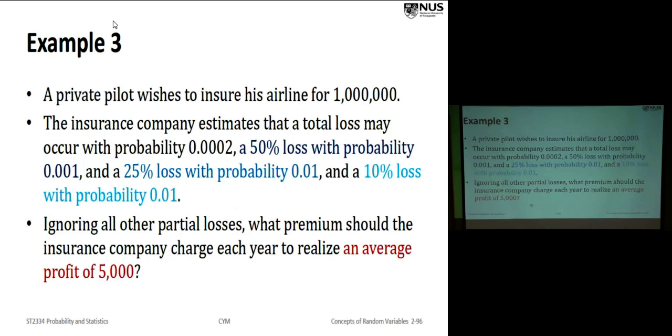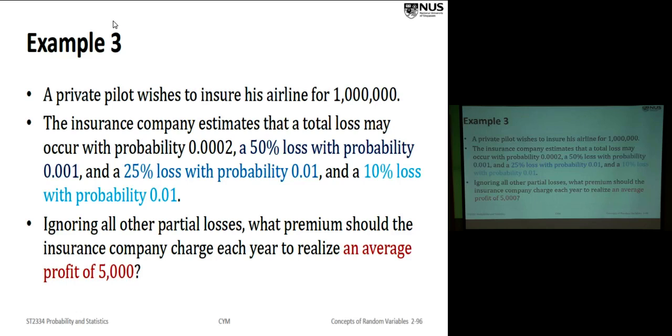Okay, now this is another question. So again, these are just kind of computing expectations. So you have a pilot and they want to insure, I don't know if you can insure an airline, but he wants to insure something associated to his airline for $1 million. I don't know a million what, but let's say it's $1 million. The insurance company works out that the chance that that individual will have a total loss, that is, that basically whatever he's insuring will become completely useless, has this probability, which is exceptionally small.